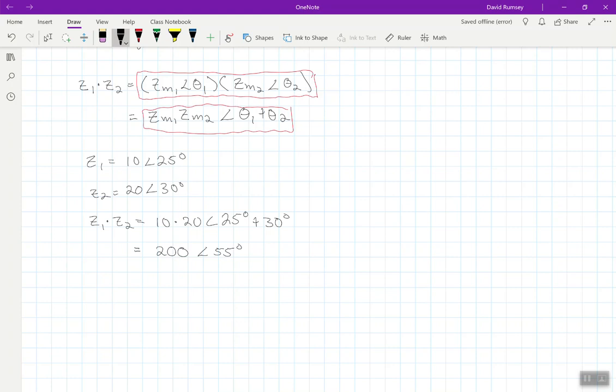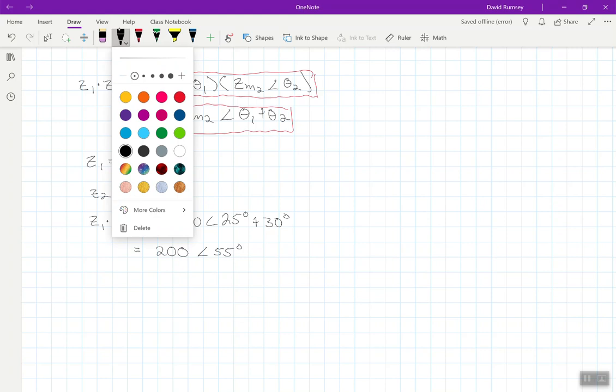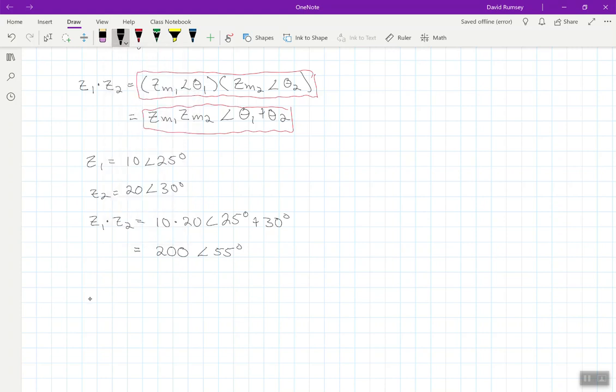And division, quite frankly, is just as easy in polar. You might even be able to guess what you would do in division. So if we had Z1 divided by Z2, this is actually going to just be Z1 magnitude divided by Z2 magnitude at an angle of theta 1 minus theta 2.